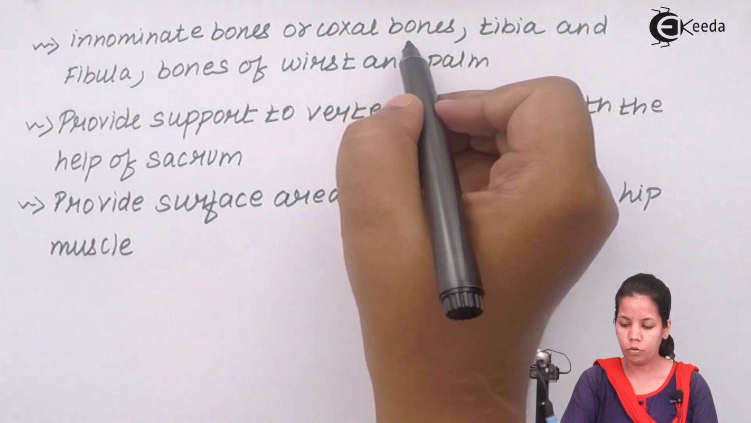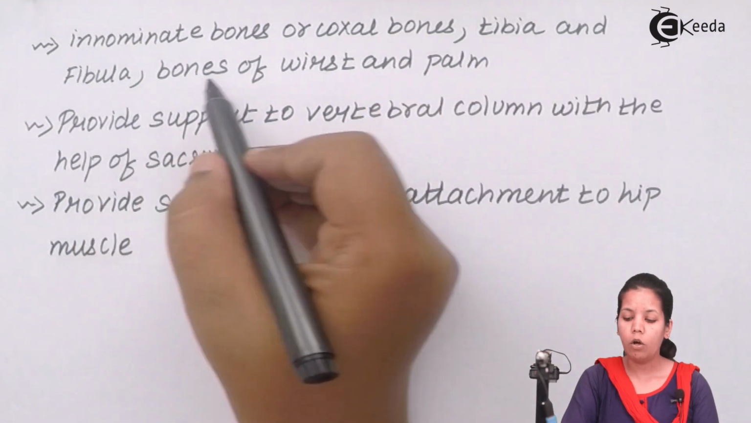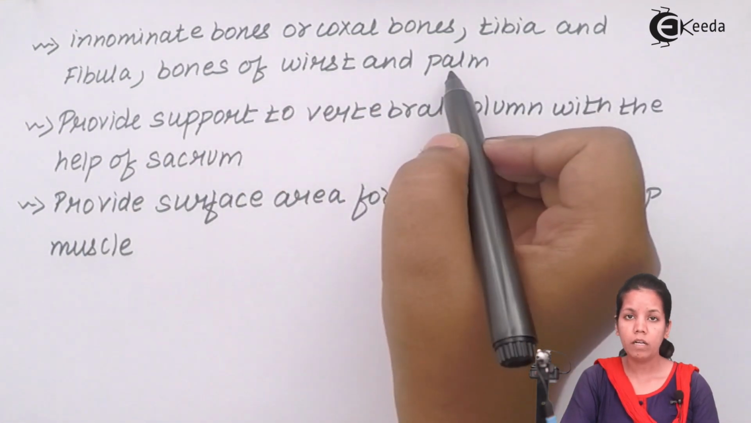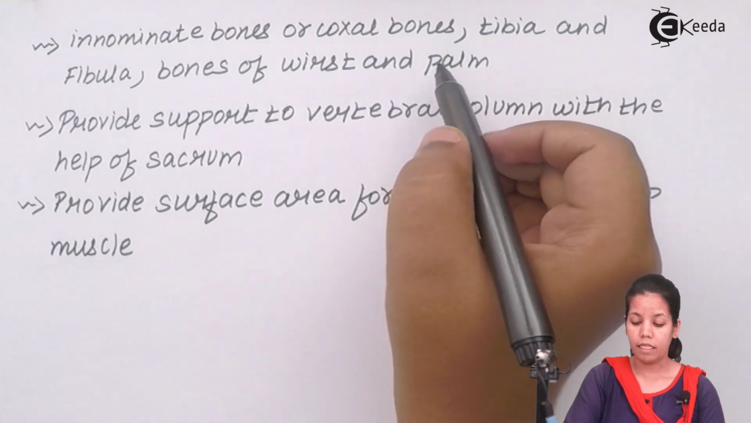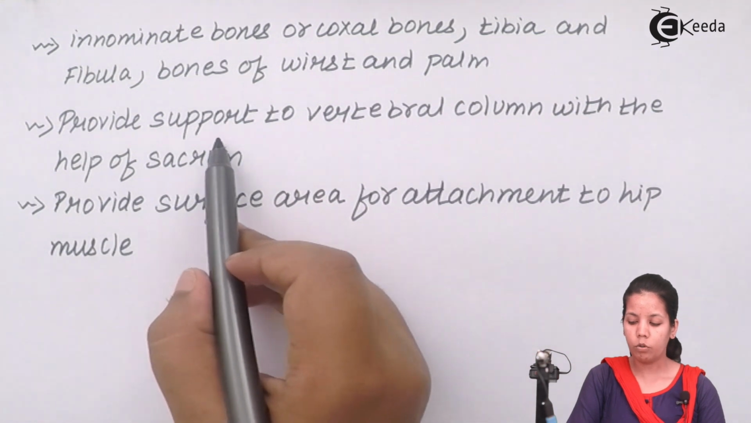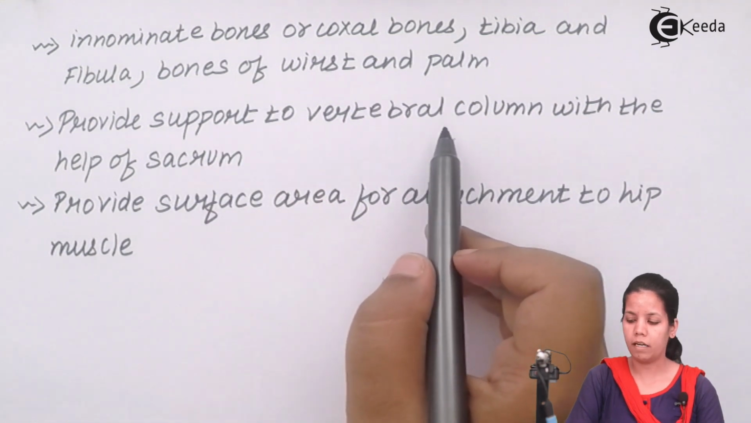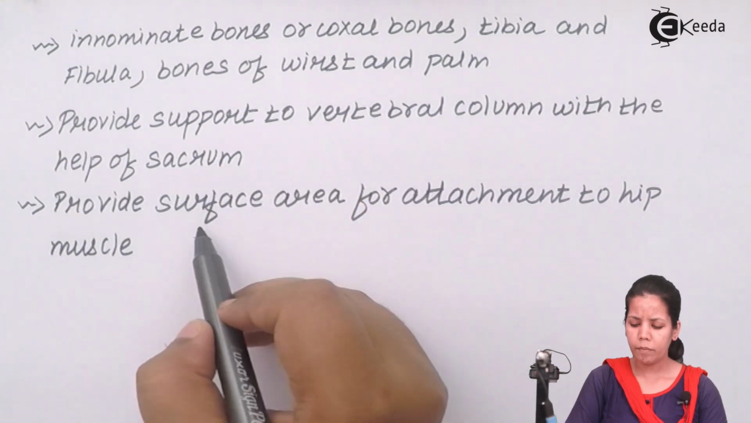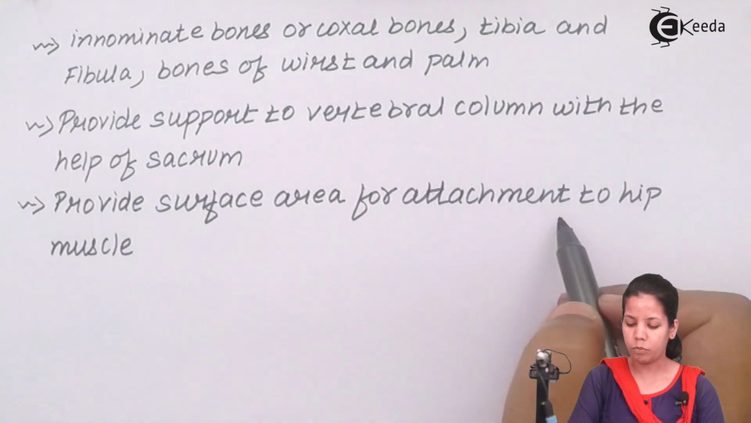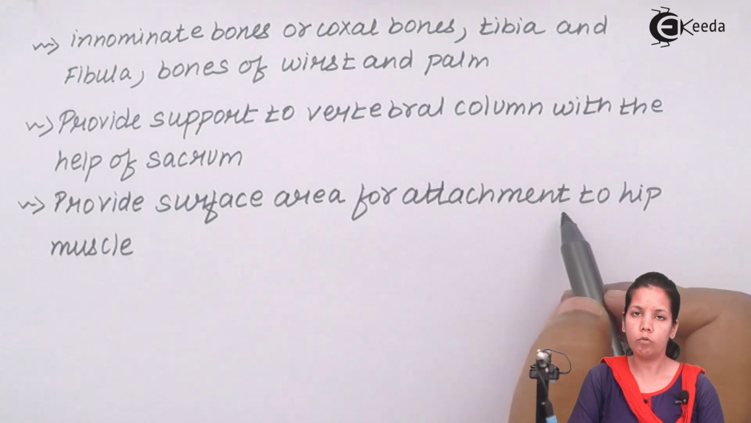Your coxal bones, tibia, fibula, bones of your wrist and palm, together could be included in the appendicular skeleton. They basically provide support to your vertebral column or your spinal cord with the help of your sacrum region. Now, they provide surface area for attachment to the hip muscles during movement.